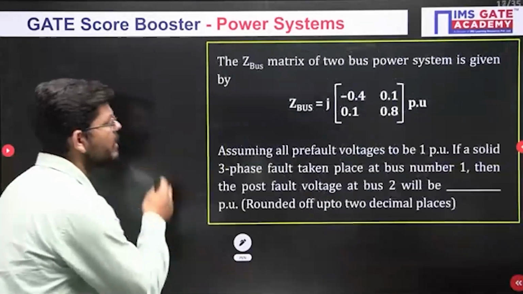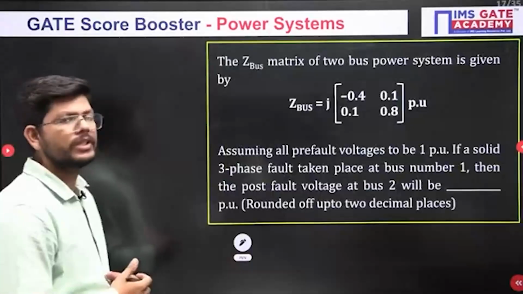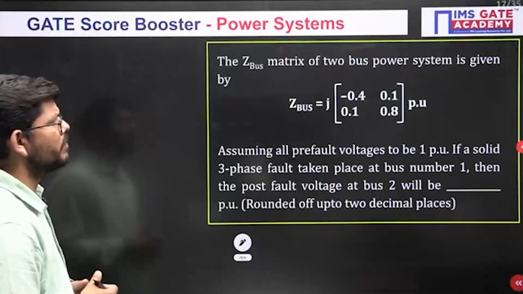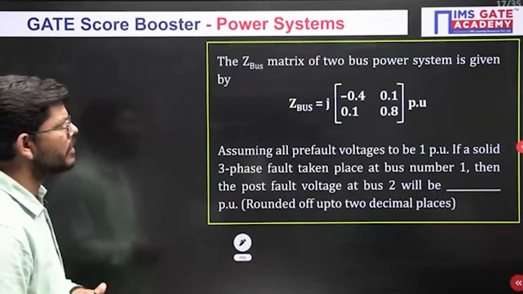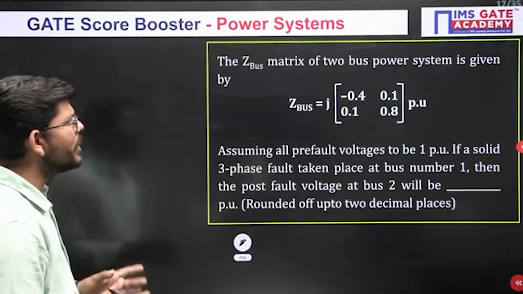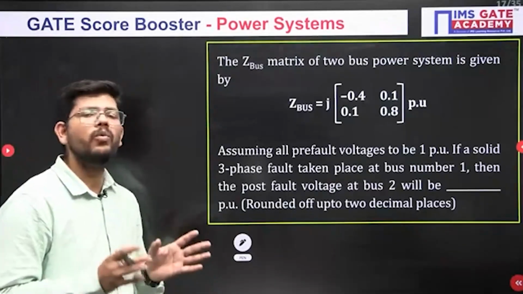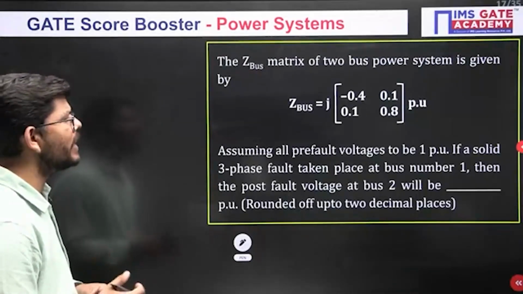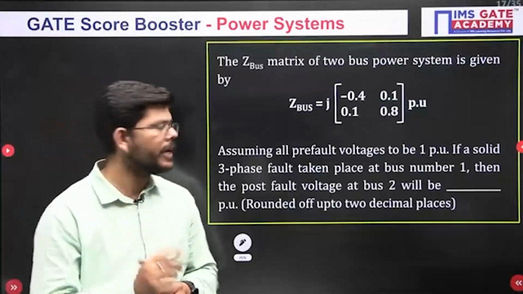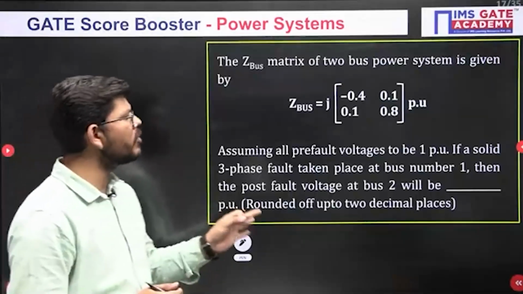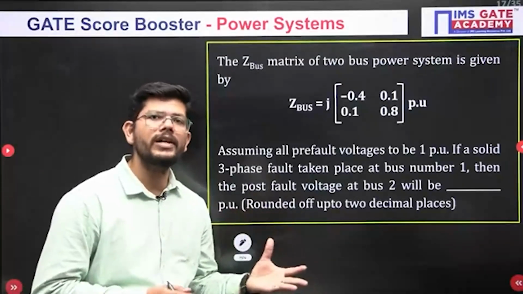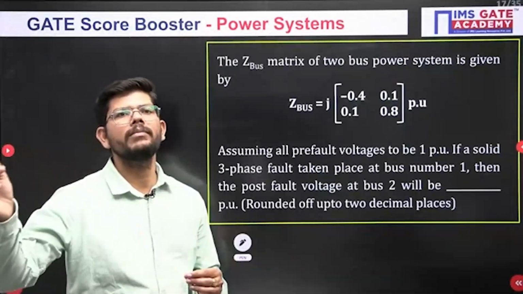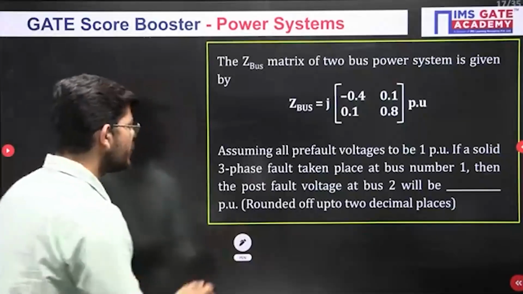So let me move ahead to the next question. So this is what we have as the next question. The Z-bus matrix of a 2-bus power system is given by this matrix, assuming all pre-fault voltages to be 1 per unit. If a solid 3-phase fault takes place at bus number 1, then the post-fault voltage at bus 2 will be, fault is taking place at bus number 1, what will be the fault voltage at bus number 2 is what you have to calculate, and your time starts now.